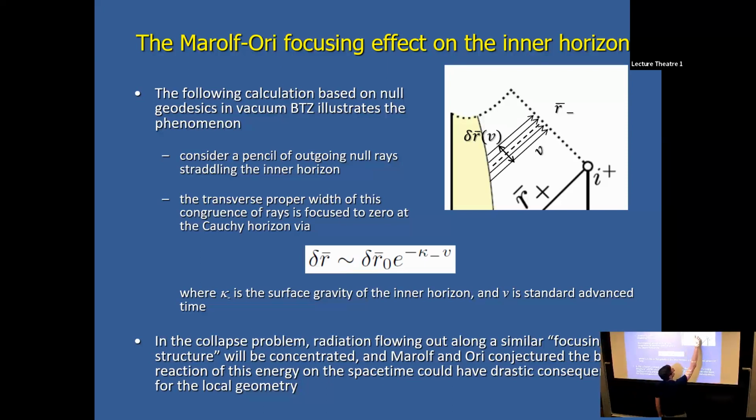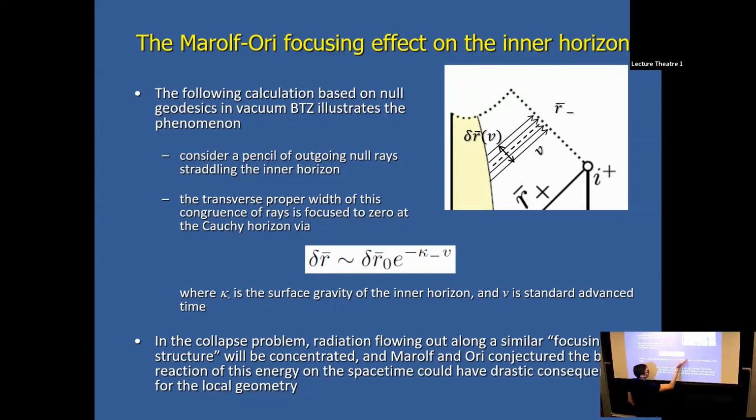Now, if this is exact BTZ, which is what we've done here, you can ask: here's some congruence of outgoing null radiation, or scalar field energy in this case, with some initial characteristic proper delta R naught. Now an observer at late times falls and crosses this. How concentrated do they experience that energy to be? And you can show from the geodesic equation that it becomes concentrated by this expression.